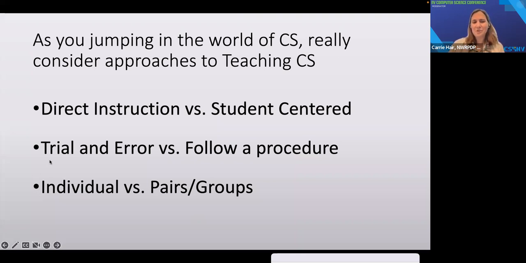Okay, and again, within computer science, you have trial and error versus follow a procedure. Sometimes you're just going to follow an algorithm. I was really good at following a procedure being a math teacher. But what I learned really quick was trial and error is better for our kids. Let them try it. Let them be creative. Let them fail and learn from their mistakes.